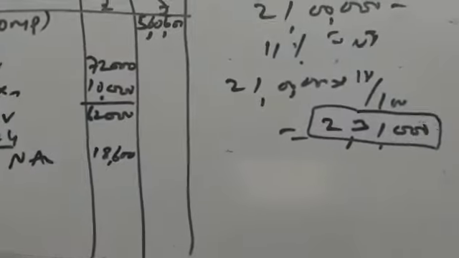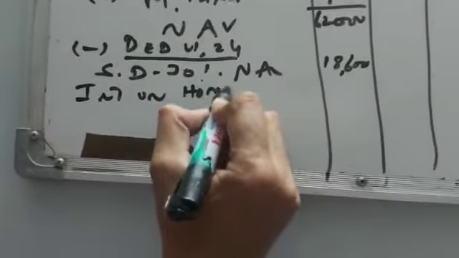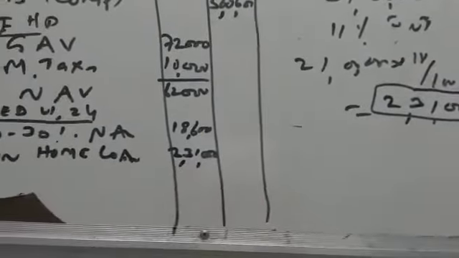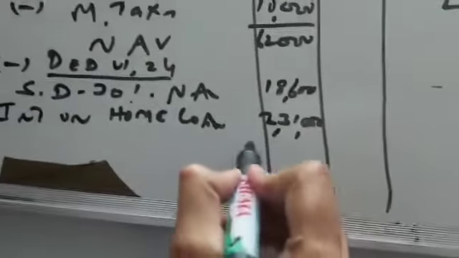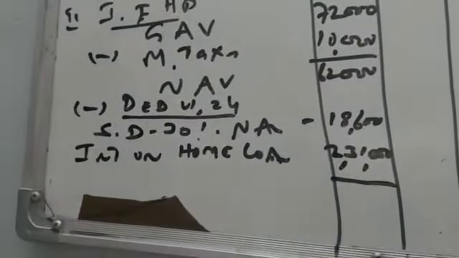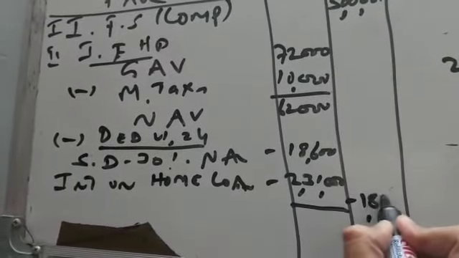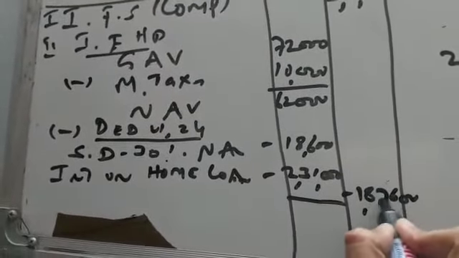One more you have to deduct is the interest on home loan, which we already calculated. How much interest? 2,31,000, because you purchased for residential purpose with a home loan. Sorry, this is a very small space and I did not accommodate so much, so it may not be clearly seen. So 62,000 minus 18,600 minus 2,31,000 gives a negative value in the outer column, minus 1,87,600.